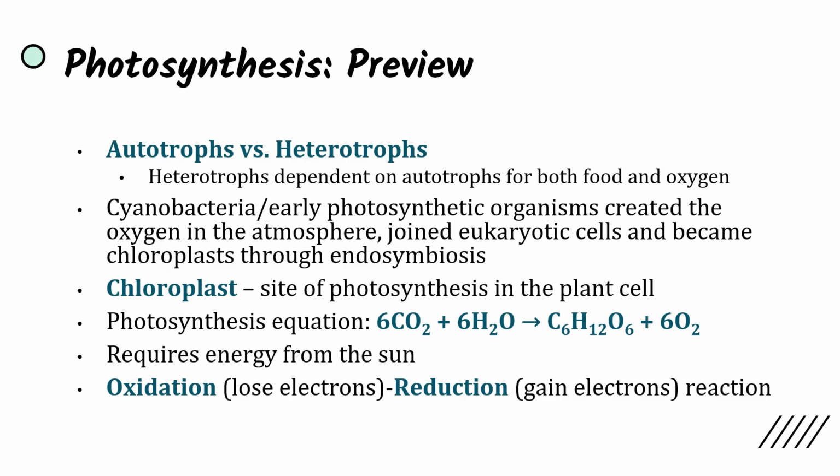The equation for photosynthesis is going to be carbon dioxide plus water plus the addition of light energy from the sun is going to be then transferred into glucose and the creation of oxygen. And this reaction can be called a redox reaction or a reduction oxidation reaction, meaning that there will be certain reactions that gain electrons and certain reactions that lose electrons.